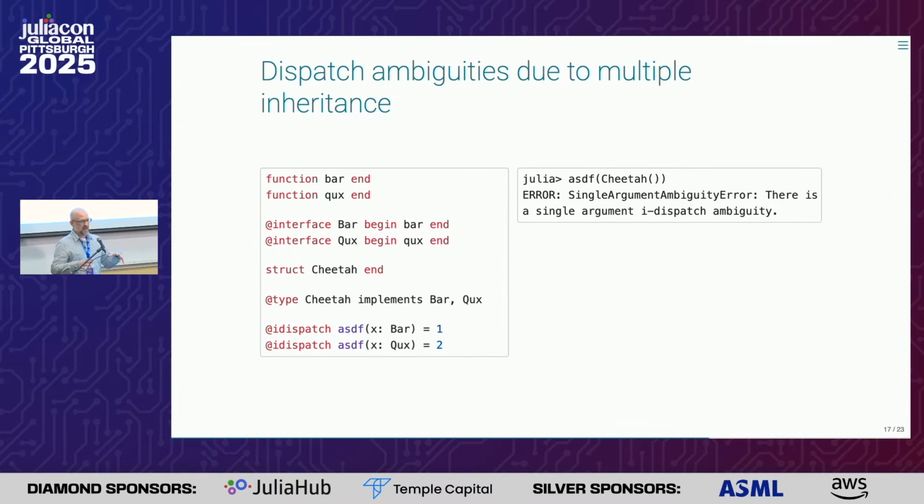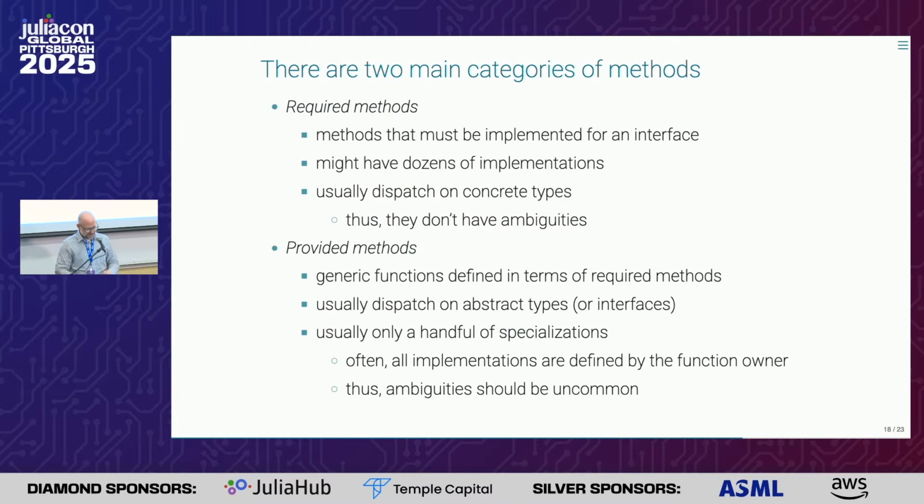If these methods are within a single package, this is really easy to fix. You can add an extra method which dispatches on the intersection of those two interfaces. Where the problems really arise is if you have different methods from different third-party packages. However, my gut feeling is that it's not going to be as much of an issue as some people might be afraid. And I'll walk through why I think that's the case.